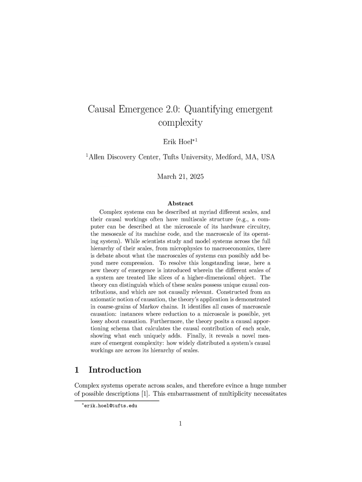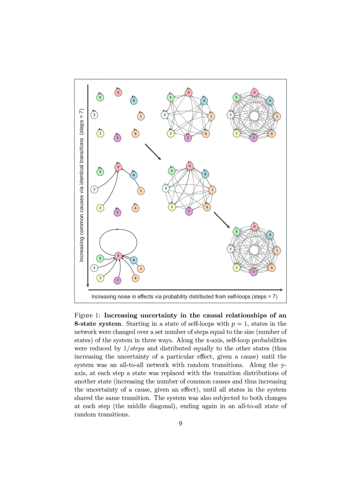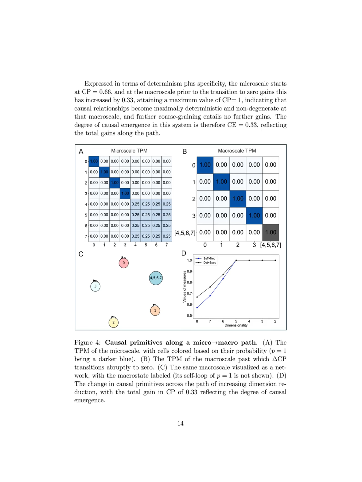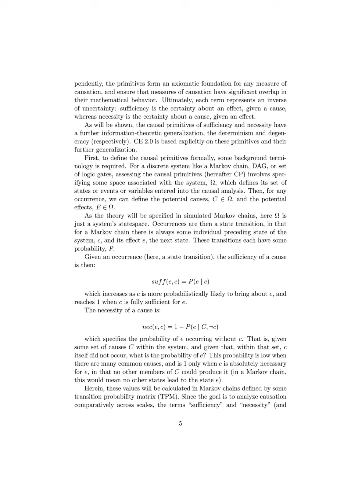Causal Emergence 2.0, CE 2.0, operates by defining a micro-macro path that identifies valid scales contributing to a system's causal workings. The first step involves establishing the causal primitives, sufficiency and necessity, which are foundational axioms that quantify causal relationships within a system. These primitives are assessed across all transitions in a discrete system, such as a Markov chain, to calculate the system-wide average sufficiency and necessity, which together inform the causal primitives, CP.